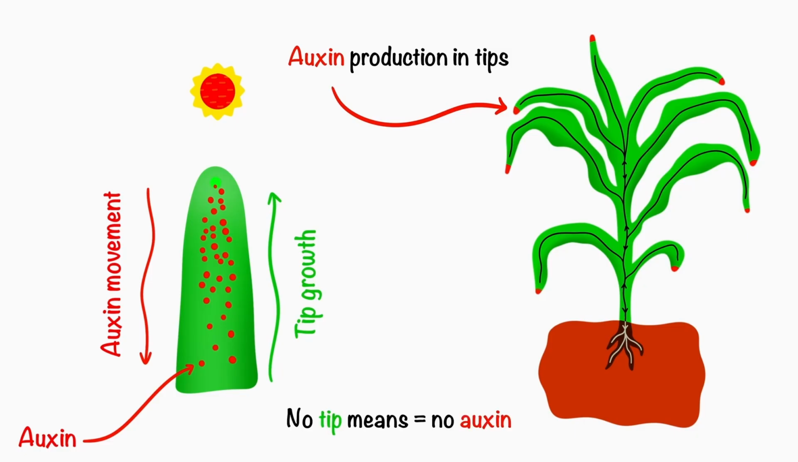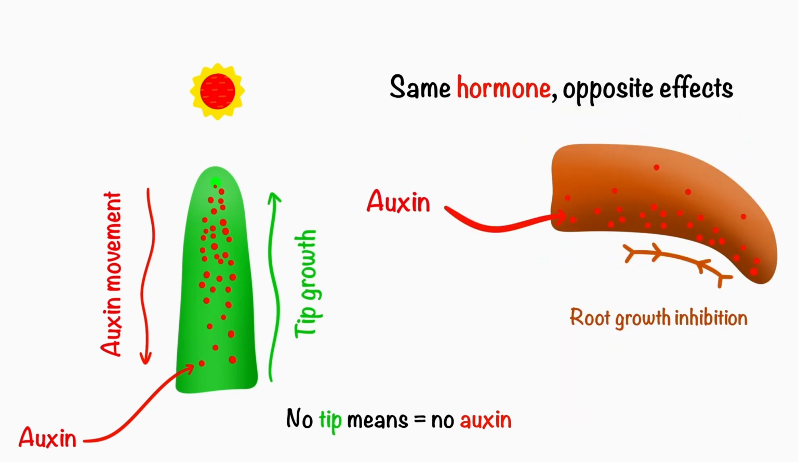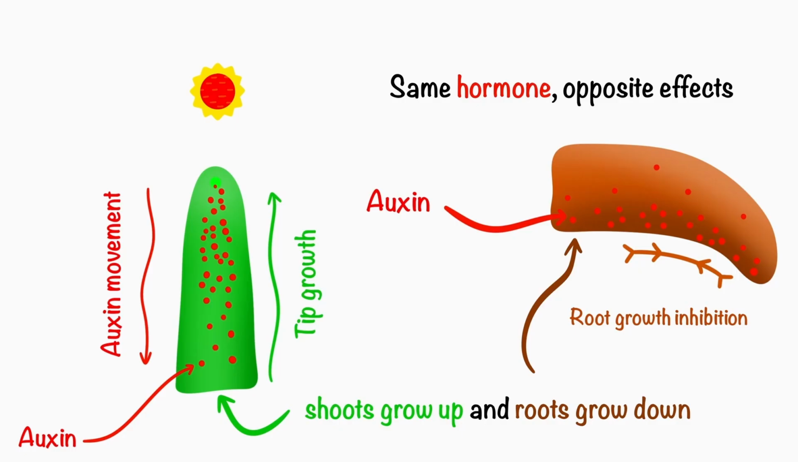Auxin is produced in the tips of plants and moves backwards to stimulate cell elongation. This process occurs in the cells just behind the tip. If the tip of a shoot is removed, no auxin is available, and the plant may stop growing. This is why pruning can control a plant's size and shape. One interesting feature of auxin is that it affects different plant parts in different ways. Extra auxin promotes growth in the shoot but inhibits growth in the root.